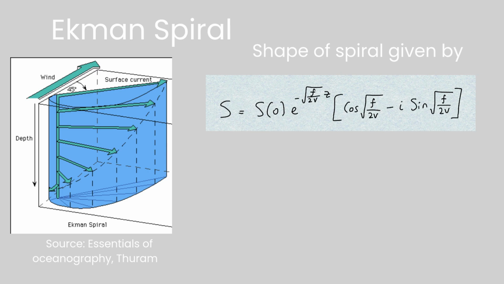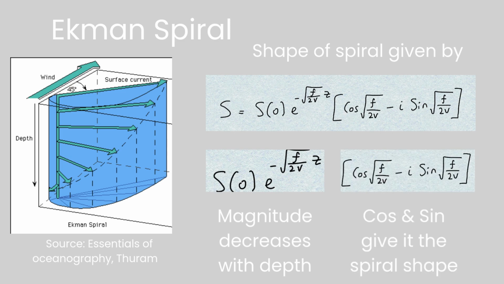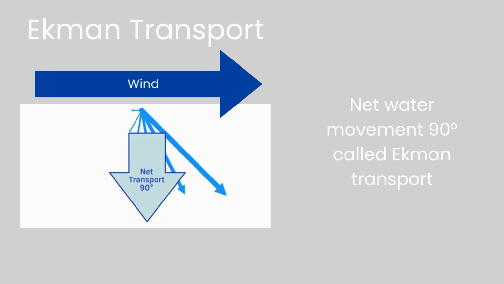And there are two key things about this equation. We have one, the negative exponential, which is a decaying function. So that means that the magnitude decreases with depth. And we also have the spiral, which is given by the cos and sine functions. You can think of the imaginary as just another axis. As we've seen before, the net movement of water is 90 degrees to the wind direction. This is called Ekman transport.